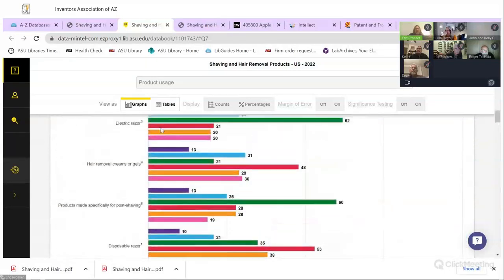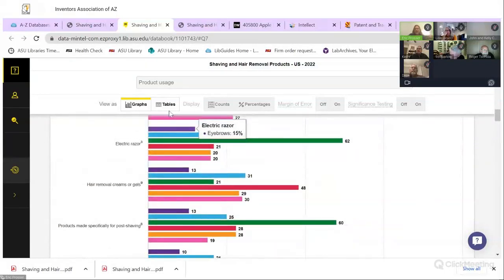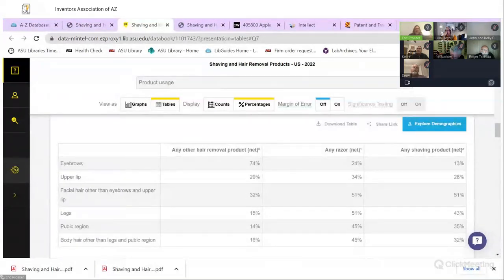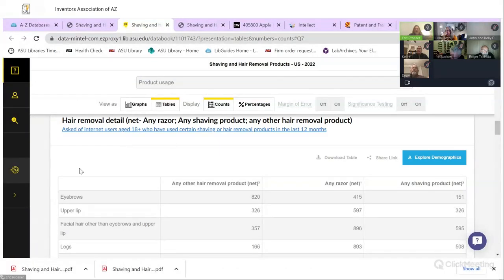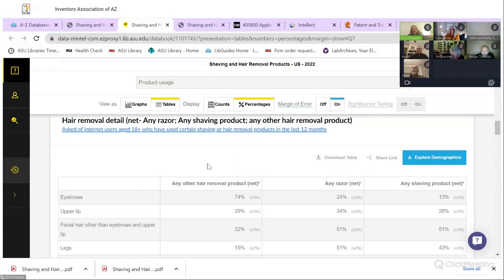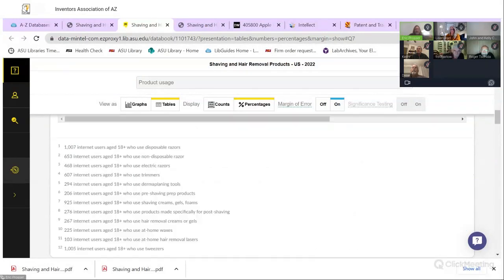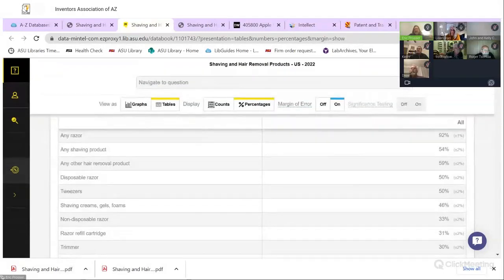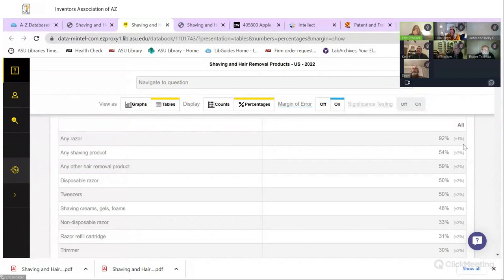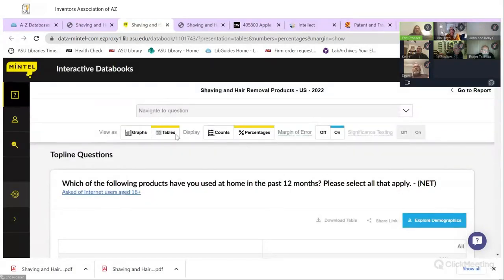You can view it as a table as opposed to a graph, and you can find different ways to essentially express the data. This is as percentages. If it's a larger survey, sometimes you just want to have the numbers there. You can include on percentages your margin of error. So that you can take a look at, all right, well, if we went back to our razor, 92% plus or minus 1, we had a pretty good sample there. Other things, a little larger because probably not as well answered. So yeah, having this interactive data book is a nice feature in the Mintel database.